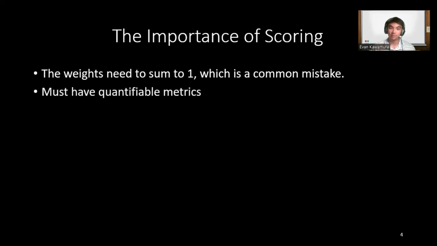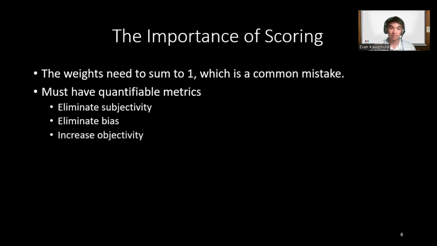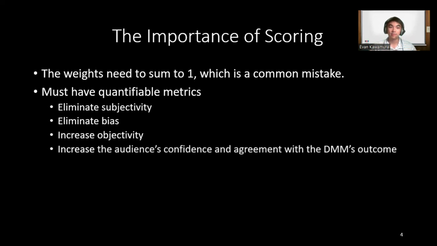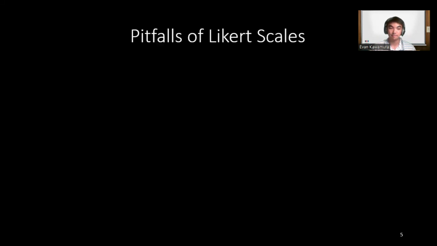You also need quantifiable metrics. Okay, so this is going to eliminate subjectivity. Like, well, a Likert scale on, say, 1 to 5, that's kind of subjective, and we're going to talk about that a little bit later. You also don't want to have bias. So when you have a quantifiable metric, you eliminate any of your own bias. And when you do that, you're going to be more objective naturally. And this is also going to increase your audience confidence and agreement with your DMM's conclusion and outcome.